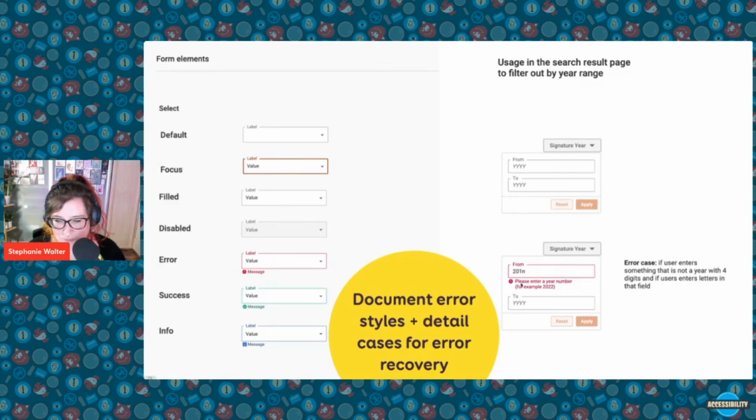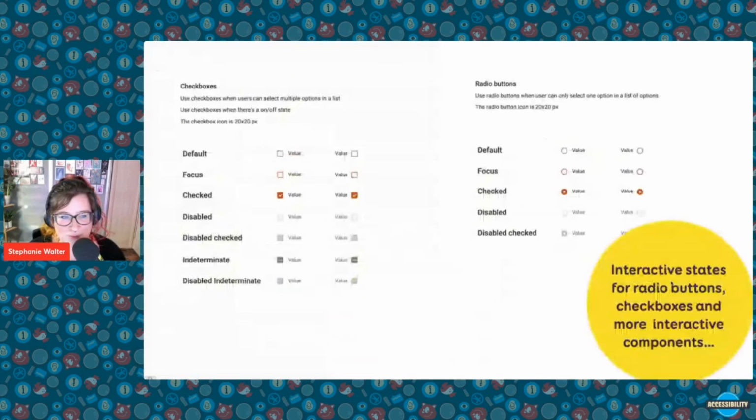And then when I'm using the component in the page, I'm going to document in detail the actual error. So here I have a component with input type text, which is for a date. And what I'm explaining here to the developer is if a user enters something that is not a year with 4 digits, and if users enter letters in that field, we trigger this as an error. And then we have an exact error message that says, please enter a year number, for example, 2022, something like that. And then, of course, you have all your documentation for interactive states, for checkboxes, radio buttons: default, focus, check, disabled, etc. So do not forget about those. Very important also, so that the developer can build them properly.